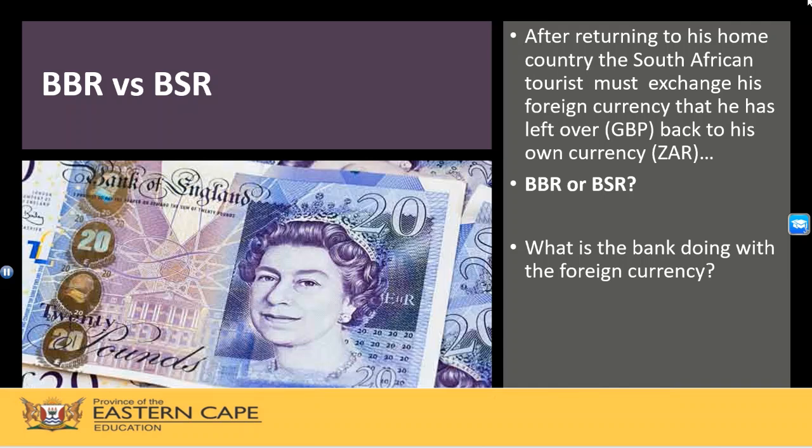What is the bank going to do with that foreign currency? The bank is going to buy the foreign currency back from the tourist. Therefore, they will use the bank buying rate. I'm sure that gives clarity and that nobody should have a problem understanding that after these few questions.